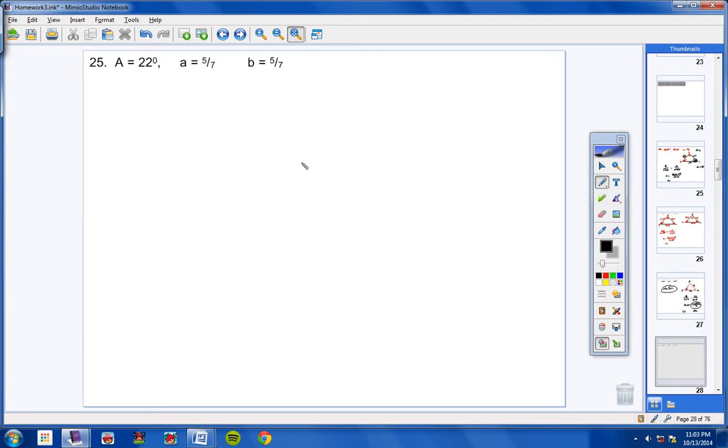Okay, number 25. All right, here we go. Let's go ahead and draw our triangle very quickly here, and then we will label everything. A, B, C. A is 22 degrees. Side A is 5/7, and side B is 5/7. Now, here we go. First of all, I realize I have angle side, so I better be careful and check for two answers, which I will do.